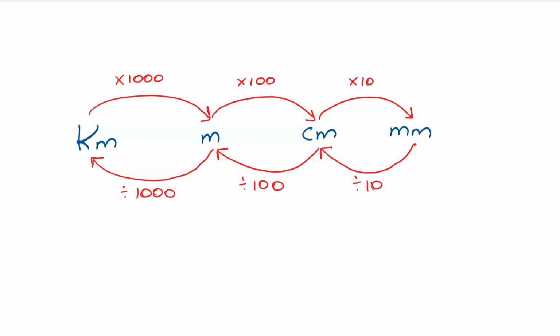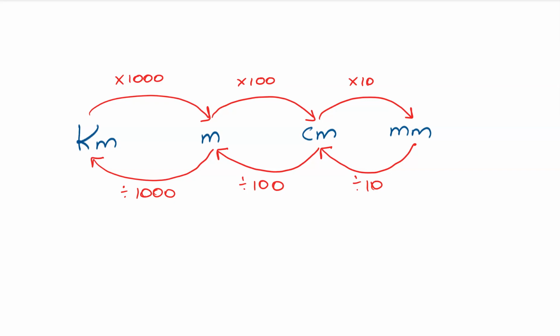If we're converting from kilometers to meters, we'll multiply the kilometer value by 1,000 to get it into meters. If we're going from meters to centimeters, we'll multiply that meter value by 1,000 to get the centimeters value. From centimeters to millimeters, we multiply by 10. And we go the other way around.